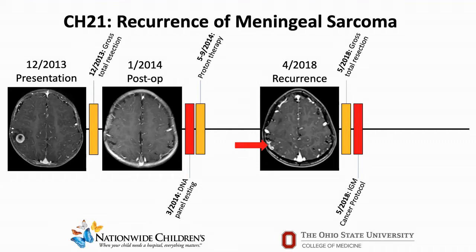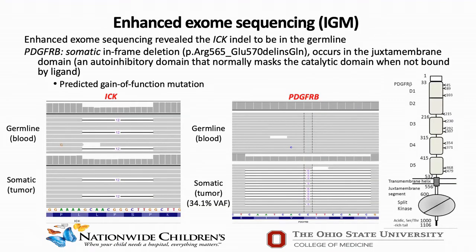We studied this patient upon recurrence at age 5 in 2018. Again, a gross total resection, and in this case, the patient was enrolled onto the IGM cancer protocol and studied. What we identified is shown here on the left-hand side. I mentioned the intestinal cell kinase. In fact, this is a germline alteration. It's a 12 base pair deletion in this gene and is of unknown significance, although it may have something to do with suspected cancer susceptibility in this family, because the patient's father actually passed away early from colorectal cancer.